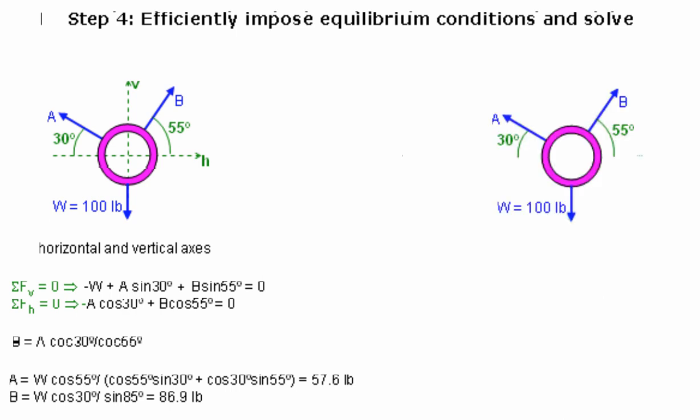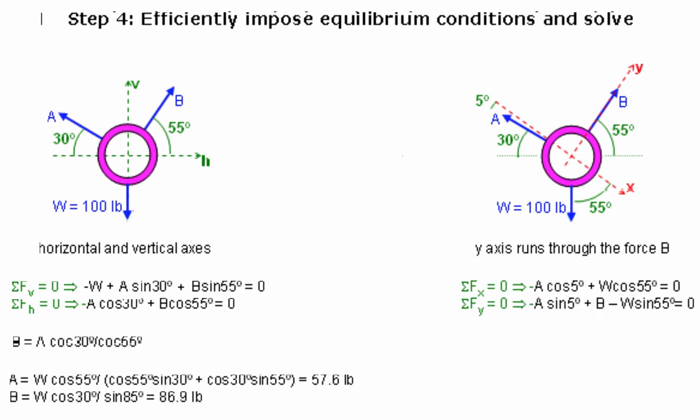Notice that we can choose to define XY axes to be in any direction, not just horizontal and vertical. Say we choose XY axes so that the Y-axis runs through the force B. We apply the equations of force equilibrium along the X and Y axes as we have now defined them. This requires us to resolve the cable force A and the weight into components along these axes. We then solve these equations to find A and B.